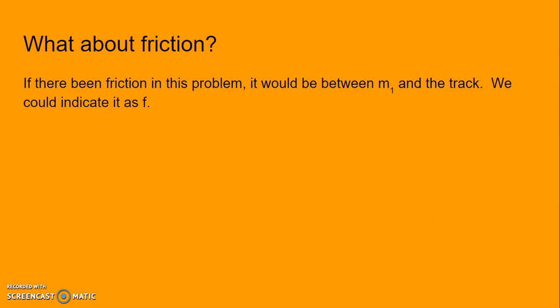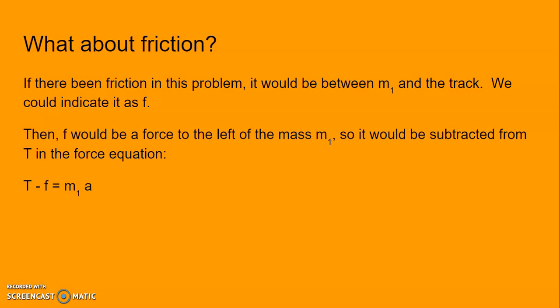We can identify the force as a little f for friction, and in that case, friction would be a force to the left, and therefore it would be subtracted from tension in the force equation. The new equation for the first free body diagram for M1 is going to look like that. T minus friction equals M1A. But here's where it gets tricky.